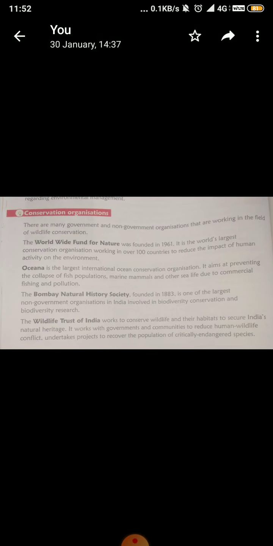Last one is the Wildlife Trusts of India. It works to conserve wildlife and their habitats to secure India's natural heritage. Heritage means culture. And it works with the government and communities to reduce human wildlife conflicts. Conflict means quarrels. And they undertake projects to recover the population of critically endangered species. So this was regarding conservation organizations.